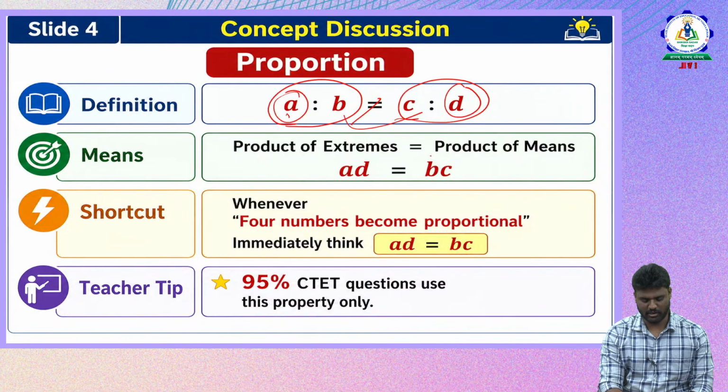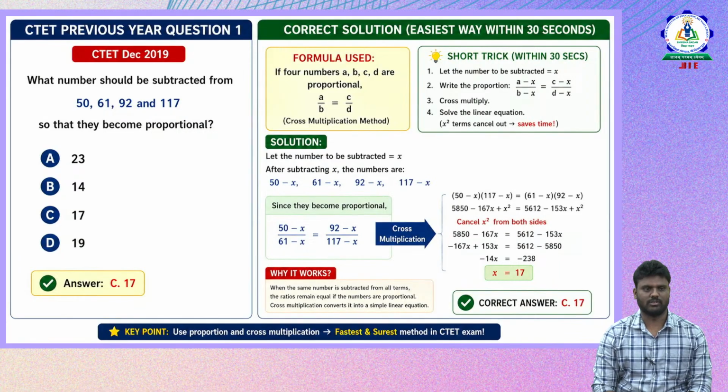Now let us try to solve the previous question by applying this formula. Read the question: what number should be subtracted from 50, 61, 92 and 117 so that they become proportional? The given numbers are not in proportion. If we subtract one of the given options from them, then these numbers become proportional. See the given options here: option A is 23, option B is 14, option C is 17, option D is 19.